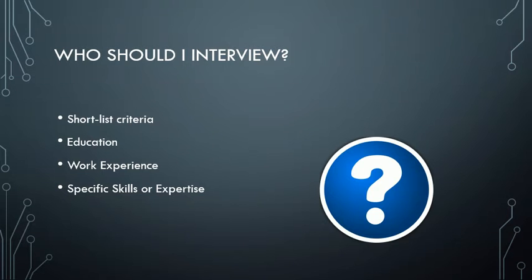Your shortlist criteria tells you who you should interview. The shortlist criteria is generally comprised of the education, work experience, specific skills, or expertise that you can draw from a resume. If you can't determine whether or not the person has these abilities on the resume, then it shouldn't be on your shortlist grid.